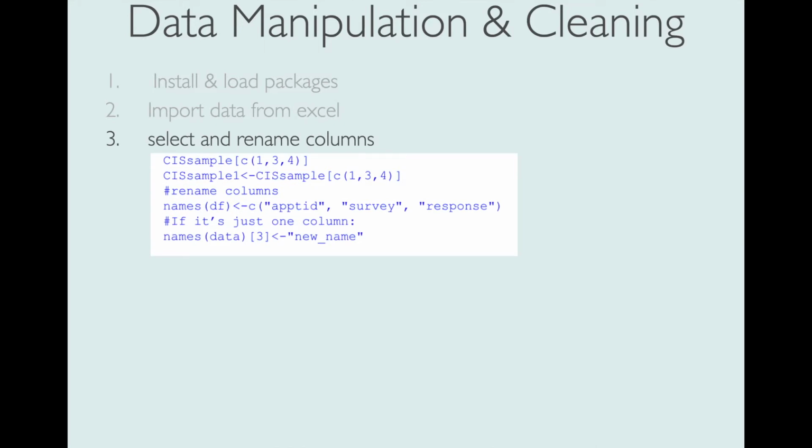We have done this previously, so the code for selecting columns by index is the data frame name followed by the square bracket. C stands for the columns, and those are the index numbers. I'm selecting the first, third, and fourth columns. Once we have selected the columns, we'll rename them into three different column names: appointment ID, survey, and response, all in lower case. Just to remind you, if you want to rename just one column, all you have to do is names, followed by the data frame name, specify which column it is, and the new name.